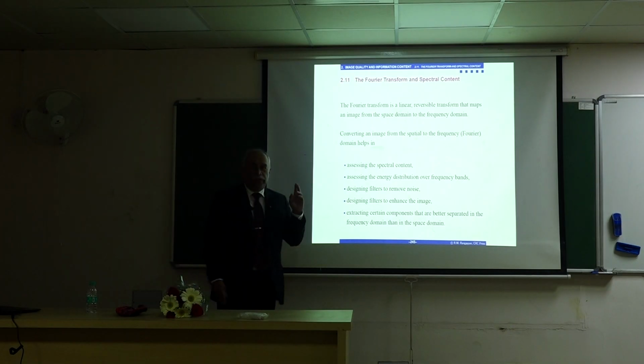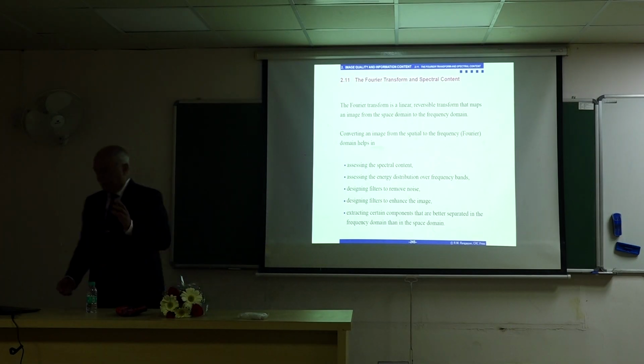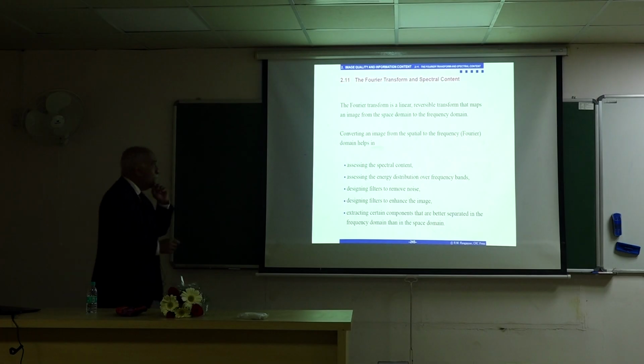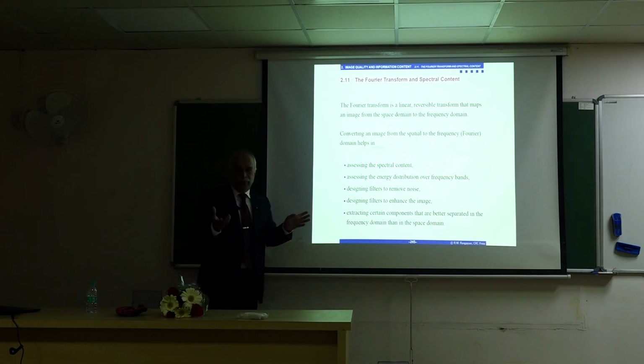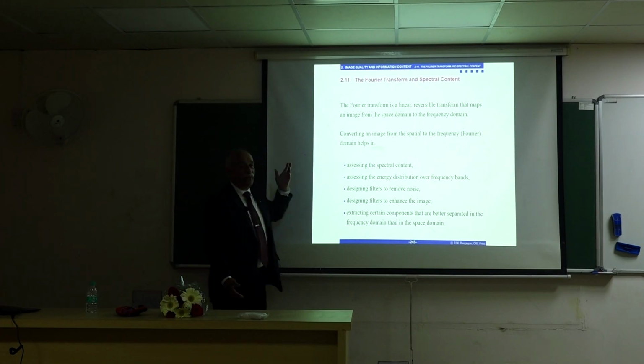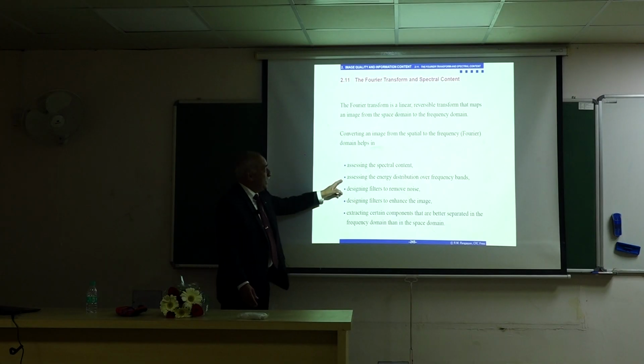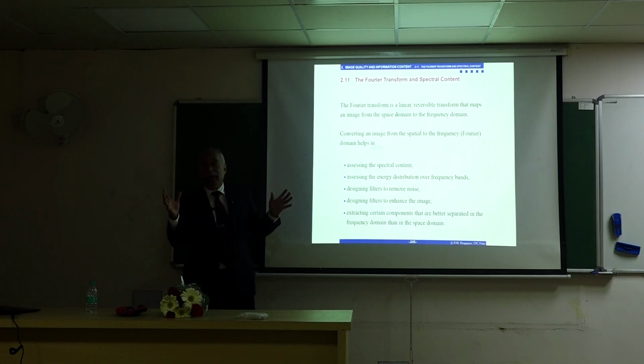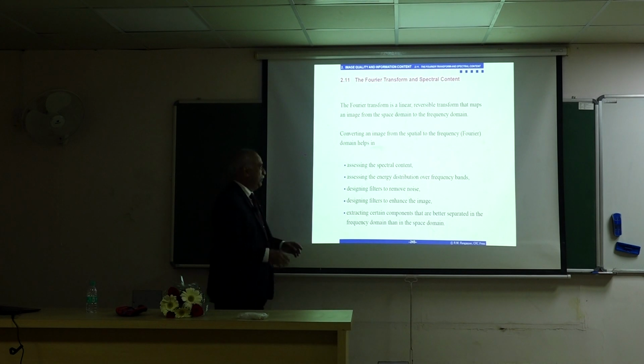So let's look at the Fourier transform in 2D and some examples. The first question is, why do you want to do this? Why do you want to go to the frequency domain? You have an image, why transform? You want to assess the spectral content. You want to assess the energy distribution over frequency bands. How is the energy spread? Not in terms of gray level, but in terms of frequency. And we will look at what frequency means.